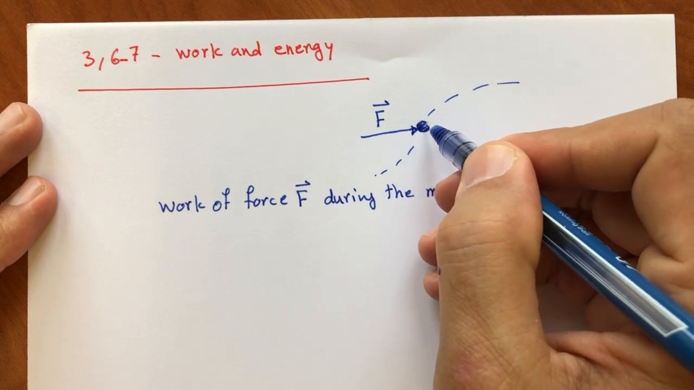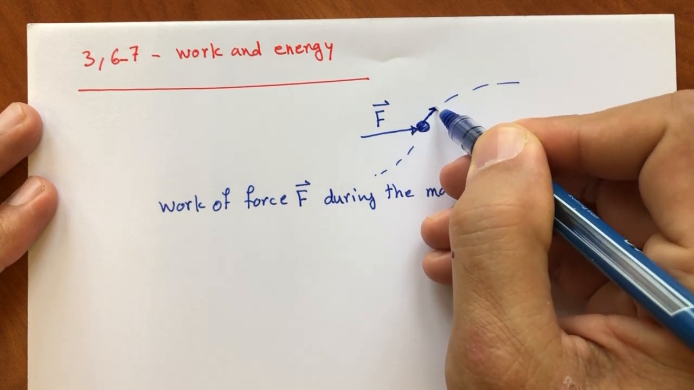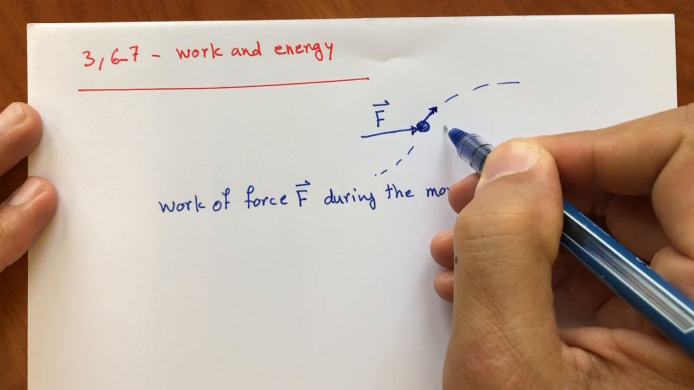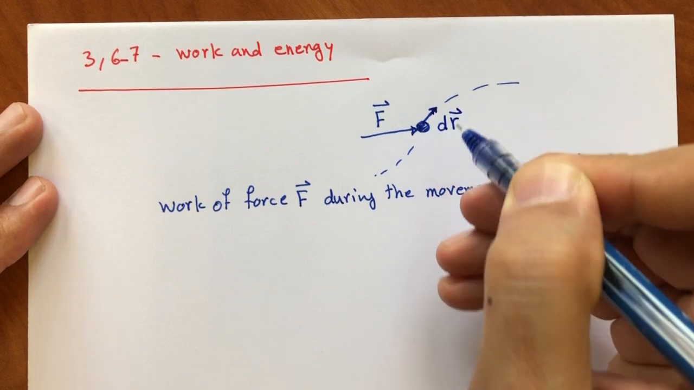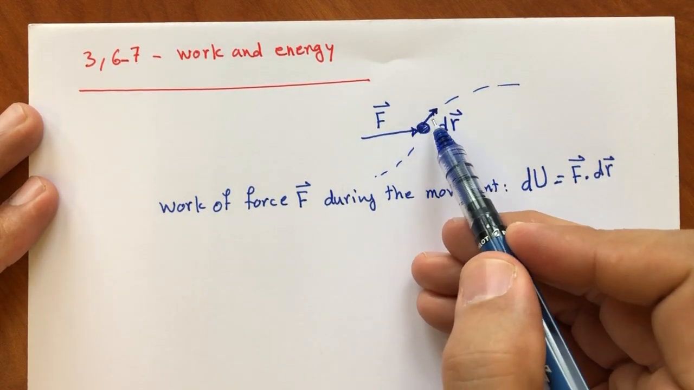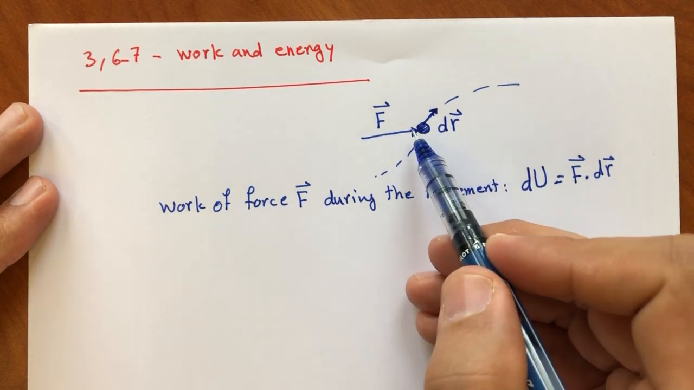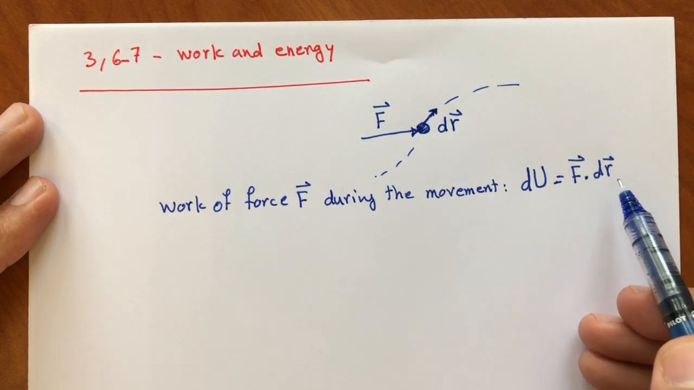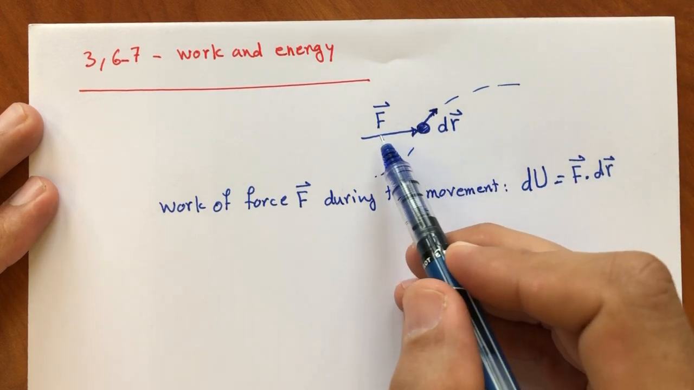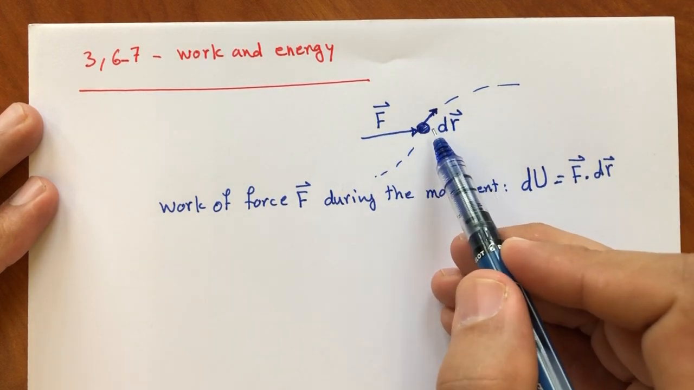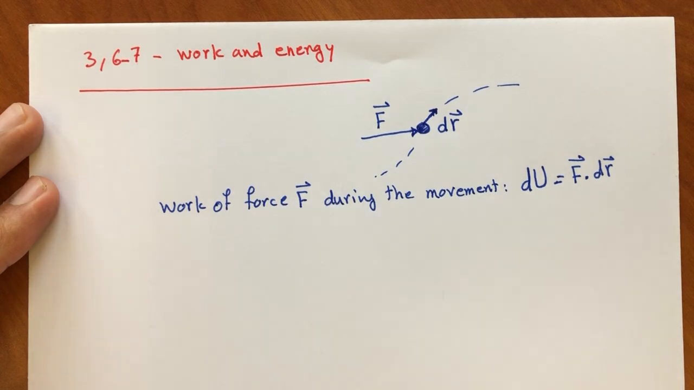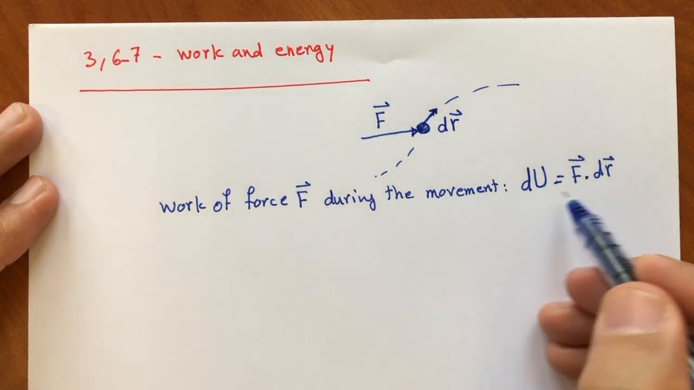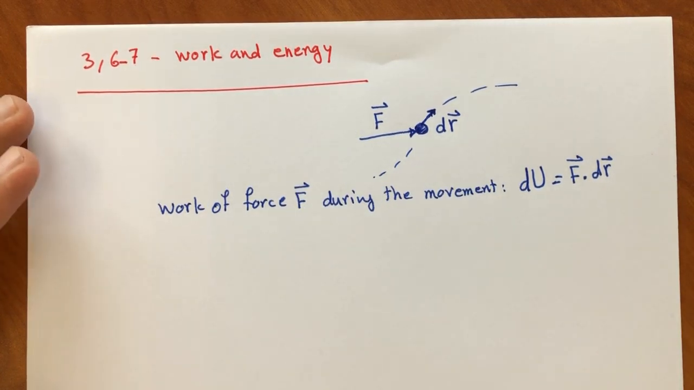of this force. So if it moves just a little bit with the magnitude of dr, so dr is the displacement of this force, then the work of this force over this displacement is going to be F dot dr. We need to dot product the force with the vector of the displacement. And this is pure definition.